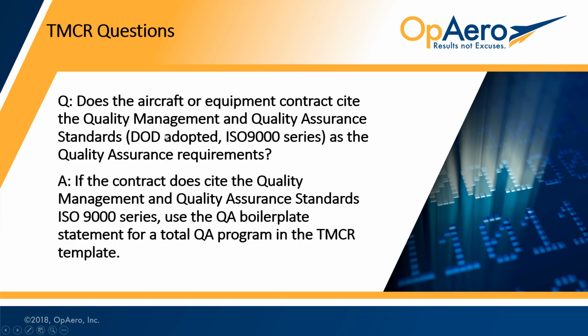Does the aircraft or equipment contract cite the quality management and quality assurance standards as the QA requirements? That's what we just talked about. If the contract does cite quality management and quality assurance standards, use the boilerplate statement for a total QA program in the template. You can use that boilerplate, but if you have something you want to add to it in the TMCR, by all means, lay it in there. The more specific, the better it is for the contractor to understand, and it leaves fewer questions at the first IPR, second IPR, in-process review, or upon the final delivery of the project.